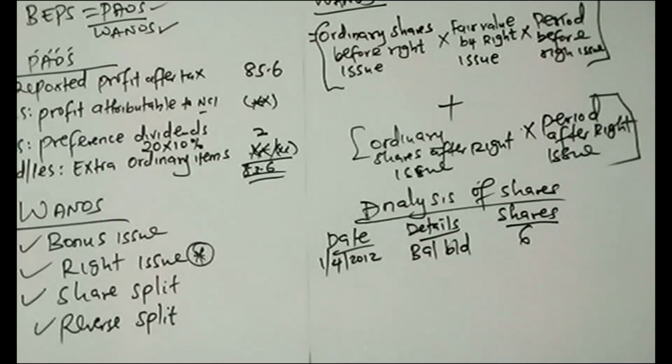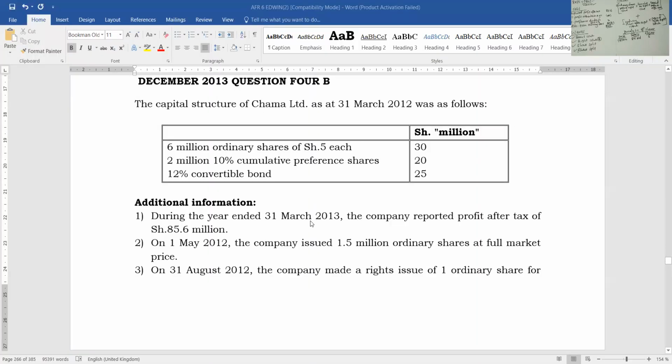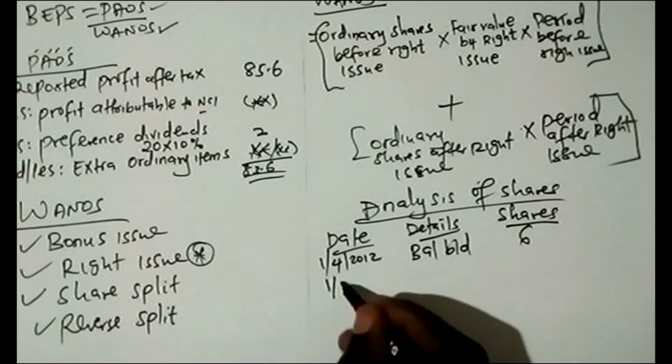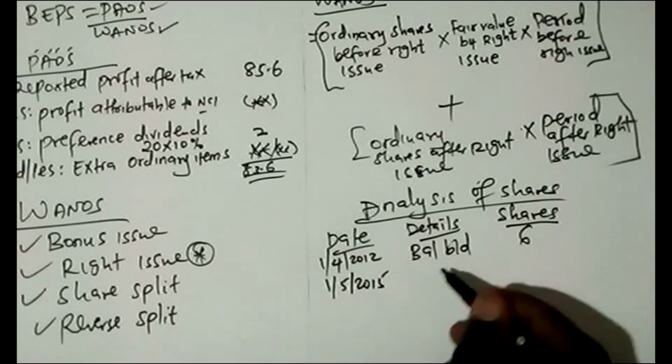So I have to check another ordinary shares which were issued. Note 2, because note 1 was concerning profit. They said on 1st May 2012, the company issued 1.5 million ordinary shares at full market price. So again, the company issued 1.5 million ordinary shares. This is a new issue, which was done on 1st May 2012.